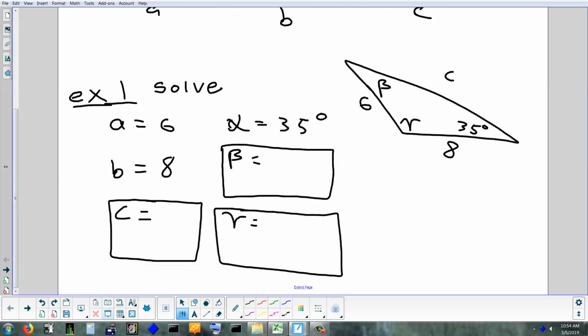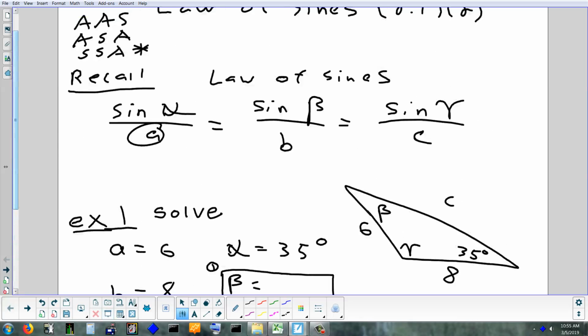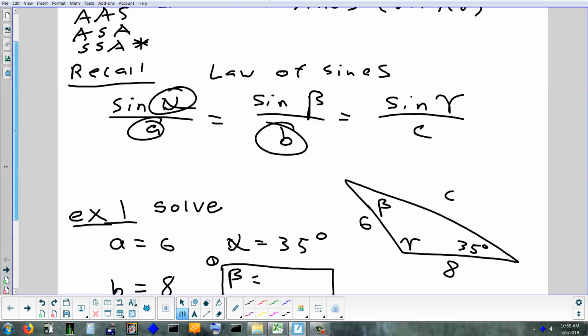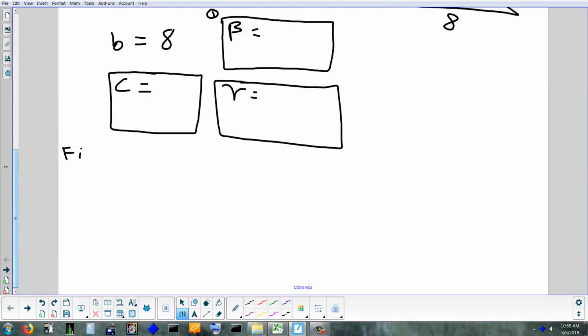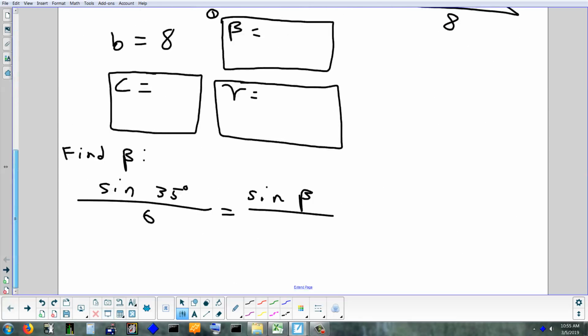Okay. So out of the three things I have boxes around, does anybody remember which one you have to try to go for first? Yeah, beta. You can't do anything with C or gamma. So I'm going to put a little 1 there to remind you that's the first thing we're going to find. So we plug in A, alpha, and B. Sine of alpha over A equals sine beta over B.